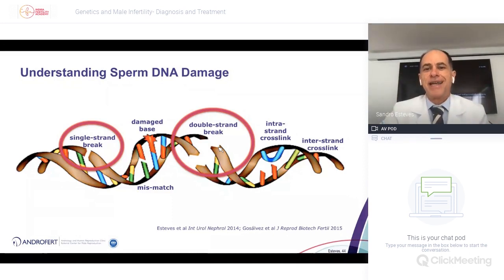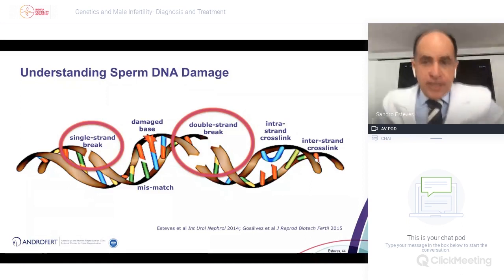But every time you read a paper and it says sperm DNA fragmentation, we are specifically discussing breaks affecting the DNA. Sperm DNA damage is broader in terms of things that could affect the DNA. We might have a damaged base, mismatch, intra-strand cross-link, or inter-strand cross-link. These are other conditions that could affect the DNA properties, which are not evaluated by the sperm DNA fragmentation test. So it's important to understand the limitations of this test.